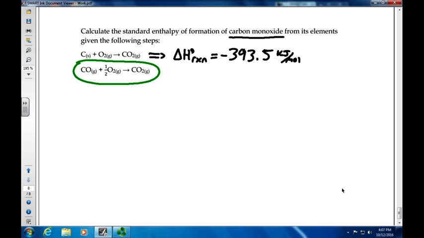And because we're flipping this, our new reaction for reaction 2 is actually going to be CO2 gas yields 1/2 O2 gas plus CO gas. And because we're flipping the reaction, we also flip the sign on the heat of formation. So this new heat of formation is going to be positive 283 kilojoules per mole.